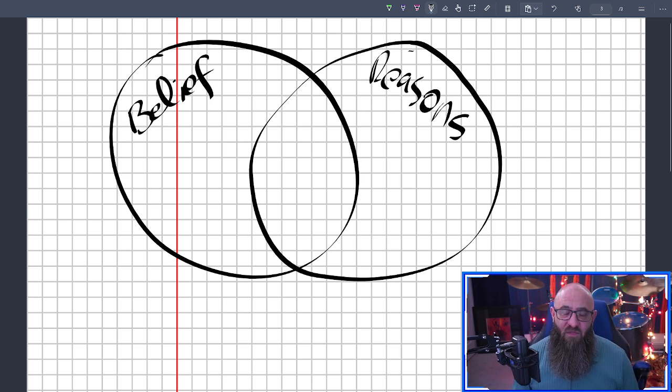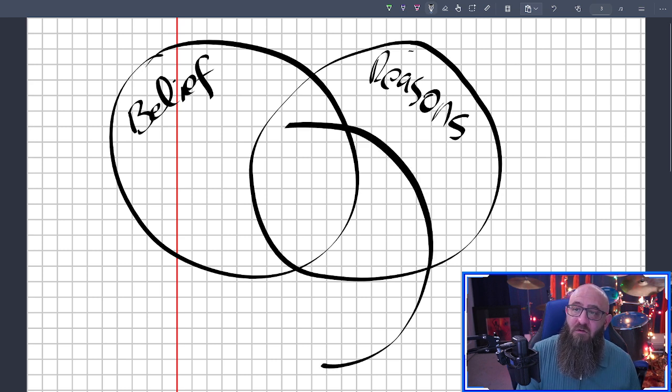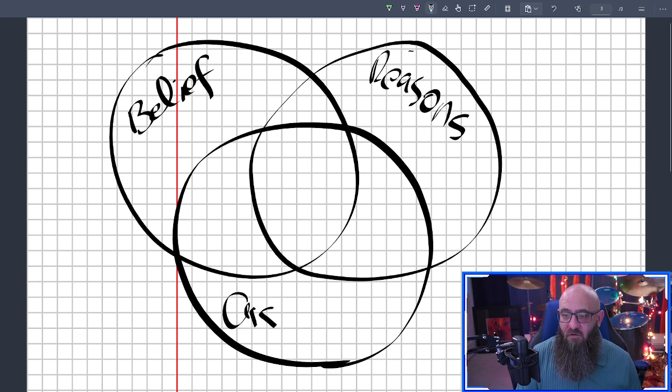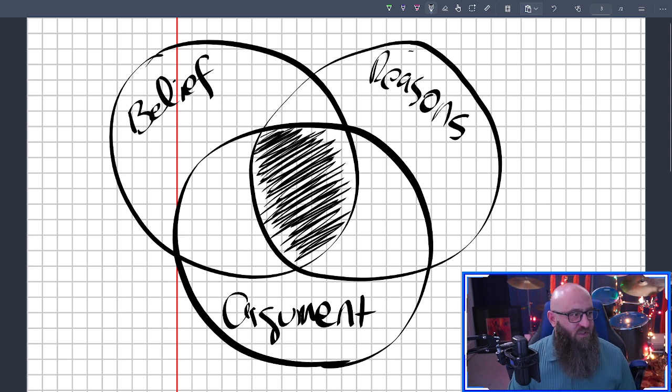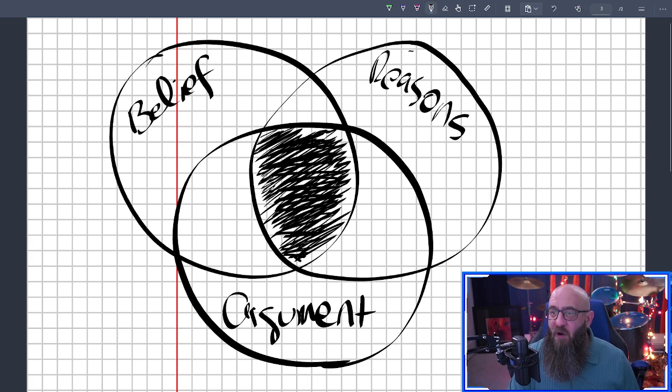And then the point of a class like this, a philosophy class, whether it's ethics or logic or an introduction class, we want to talk about the intersection between belief, reasons, and argument. And that's where we have this intersection here. This is what we're after. We want to know about the relationship between the things we believe we hold to be true, and the reasons why we claim things to be true.